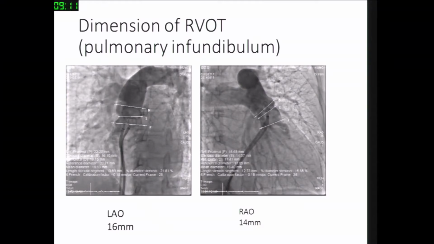So we want to know the dimension of the RVOT area for the patient. We measured the patient's RVOT dimension at the RVOT area, pulmonary valve area, and the pulmonary valve sinus area at each area by the RAO view and the AP view. This patient shows some views. Pulmonary RVOT dimension was 16 millimeter and 14 millimeter at each view.